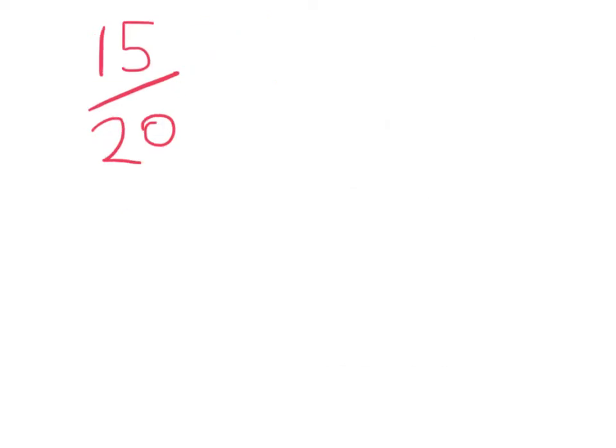Okay, so we've got the fraction 15 over 20, but we can make it simpler. And in order to do that, we've got to find the biggest number that divides into the top of the fraction, the numerator, and the biggest number that divides into the bottom of the fraction, the denominator. What's the biggest number you can think of that divides into both those numbers? I hope you said 5.